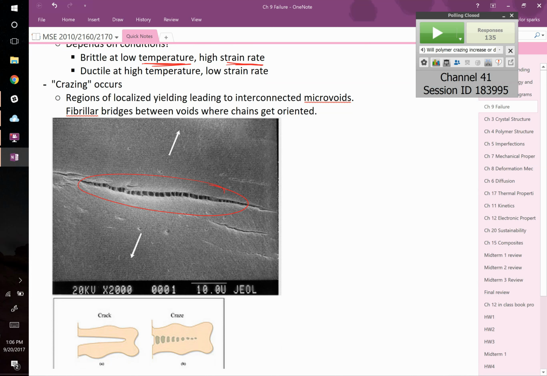How would you guess that? Well, what are our two rules of thumb? To make a material tougher, you have to do one of two things. You either have to, anybody? Maybe tell your neighbor what you think the two things were. To make a material tougher, what can you do?